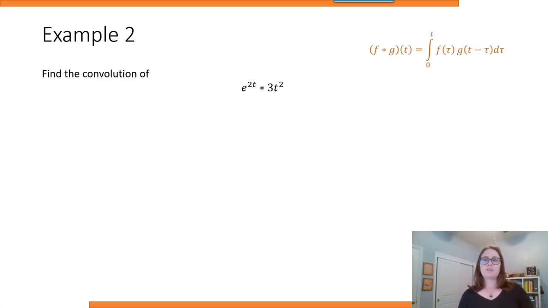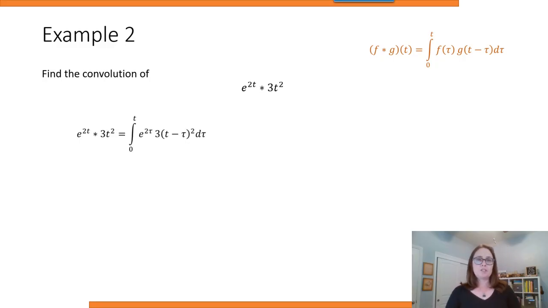The convolution of f and g is going to be the integral from 0 to t of f of tau times g of t minus tau d tau. So my first function, e to the 2t, is going to be f, and 3t squared will be g. So setting up this definition for convolution, I get the integral from 0 to t of e to the 2 tau times 3 times t minus tau squared d tau.